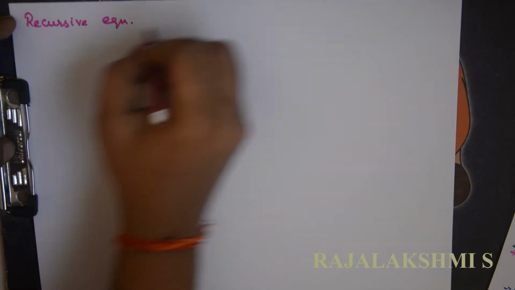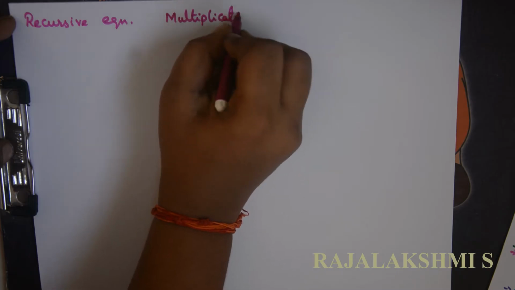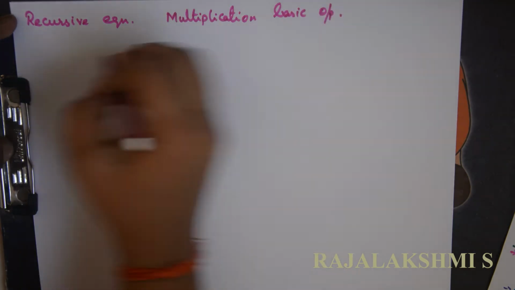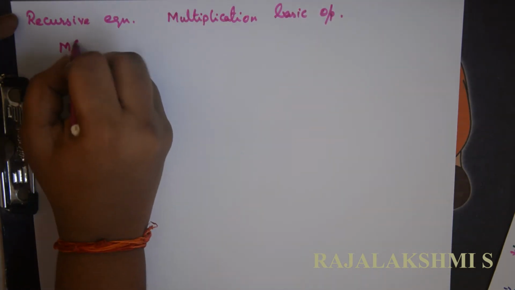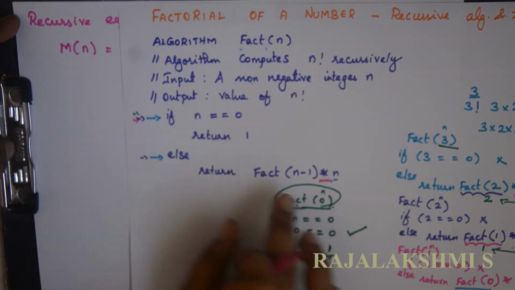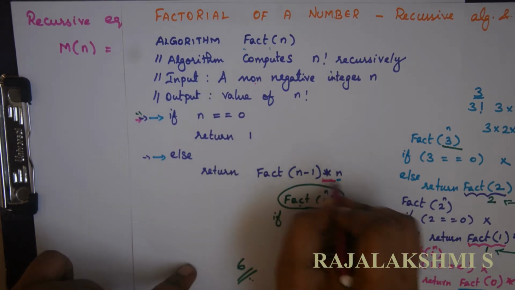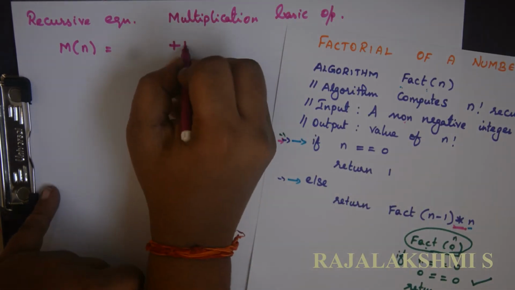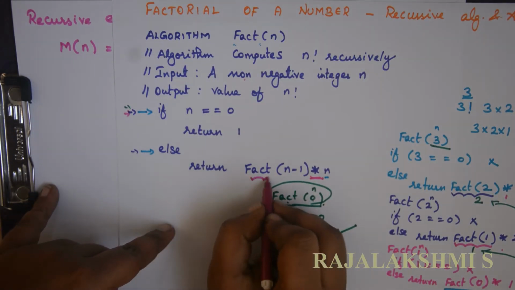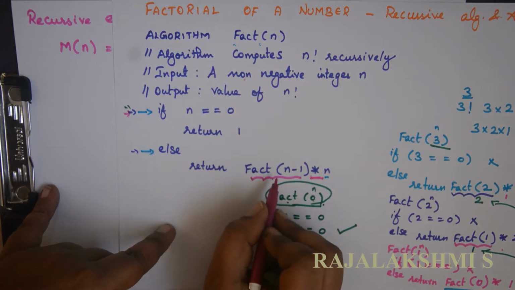Since the basic operation is multiplication, I am taking it as M(n). If I want to compute the factorial of n, I need to do one multiplication, so that is plus 1, and I need M(n-1). This is in turn, if I want fact(n), I should call fact(n-1) recursively.